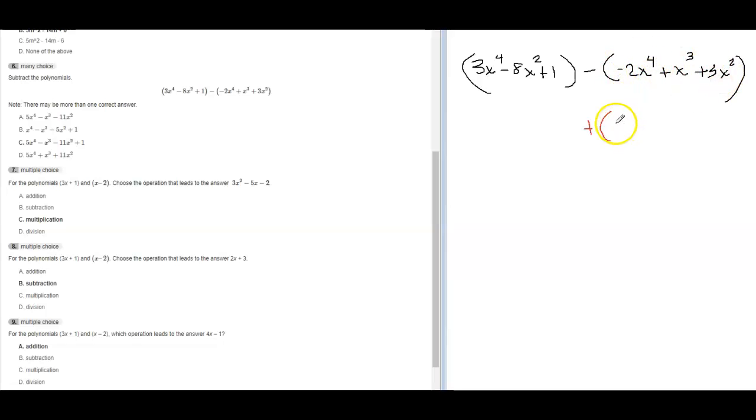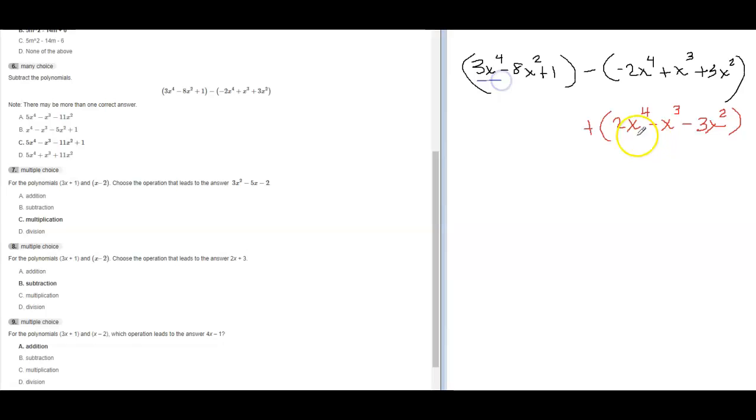So the opposite of minus 2x to the 4th, positive 2x to the 4th. The opposite of plus x to the 3rd, minus x to the 3rd. The opposite of plus 3x squared, minus 3x squared. See, that's what I mean. Add. So the minus becomes addition. Do the opposite of all of these terms. And then you can start combining like terms.